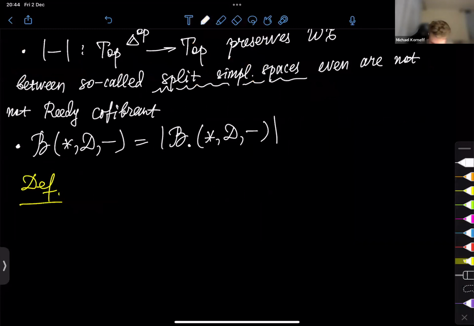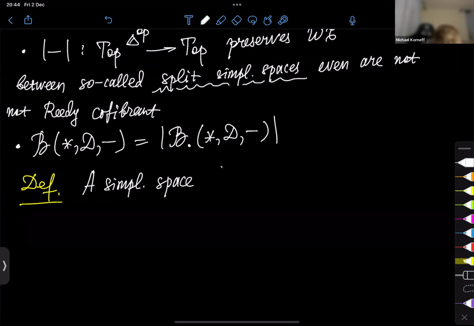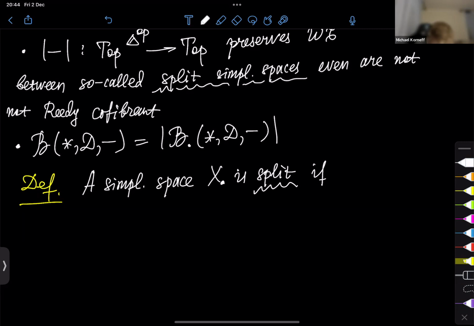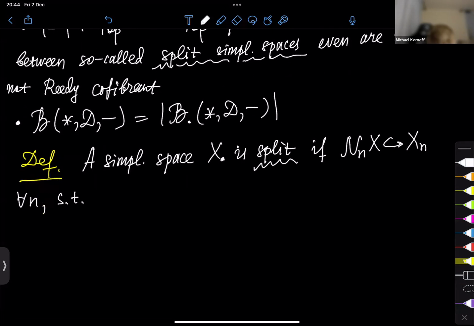And what is the notion of split simplicial spaces? A simplicial space X is split if there exist subspaces, say N_n(X), in the set of n-simplices of X for all n, such that the following inclusion is an isomorphism.